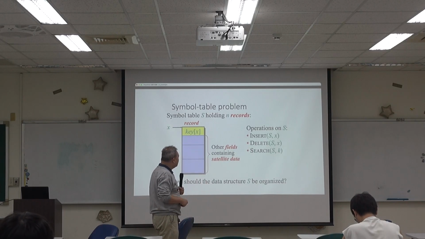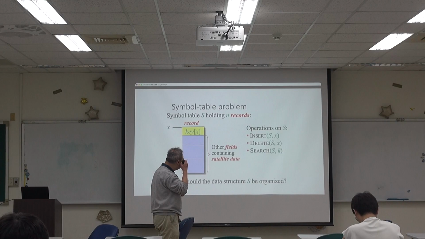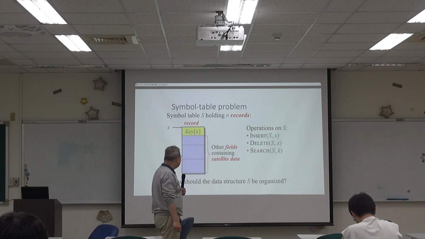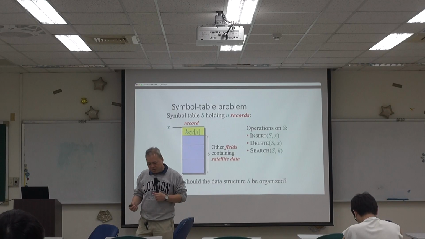The operations we consider on this symbol table include: you need to be able to insert a record efficiently, you need to be able to delete a record from this symbol table efficiently, and also, obviously, you need to search for a particular record in this symbol table efficiently. So how should the data structure S be organized? How do we store this symbol table?